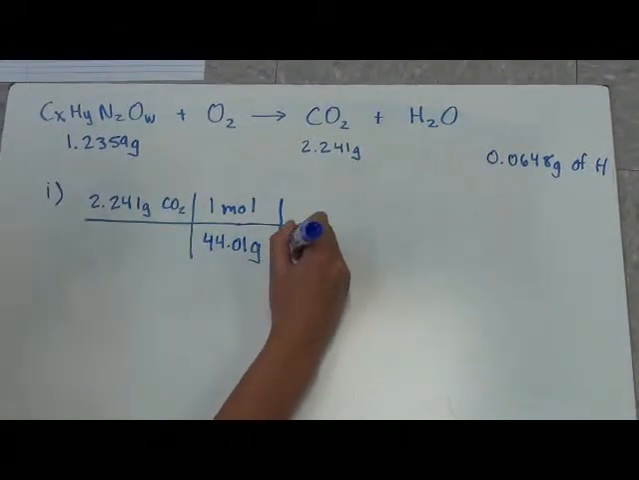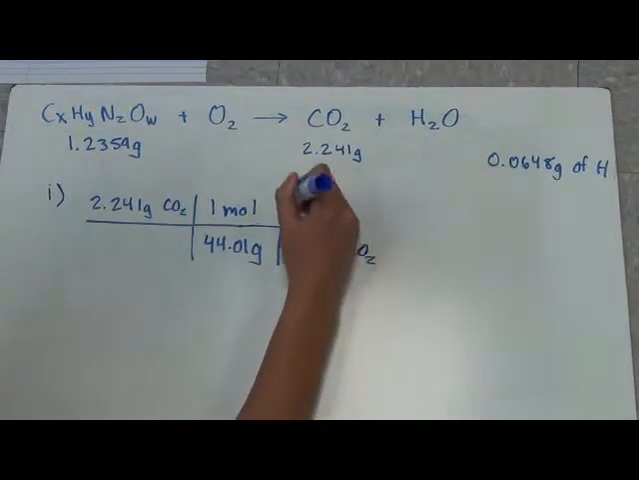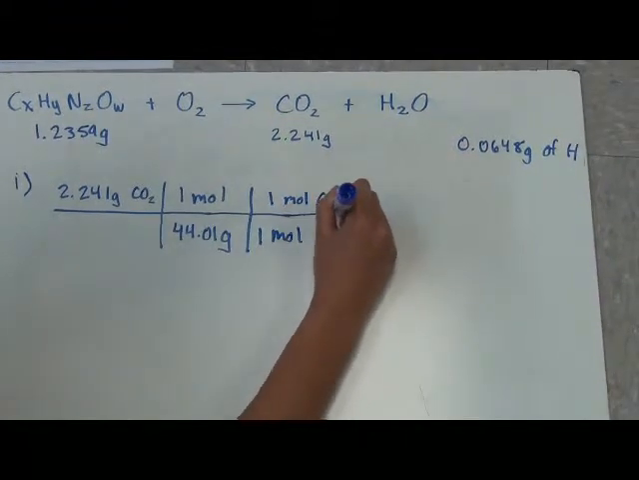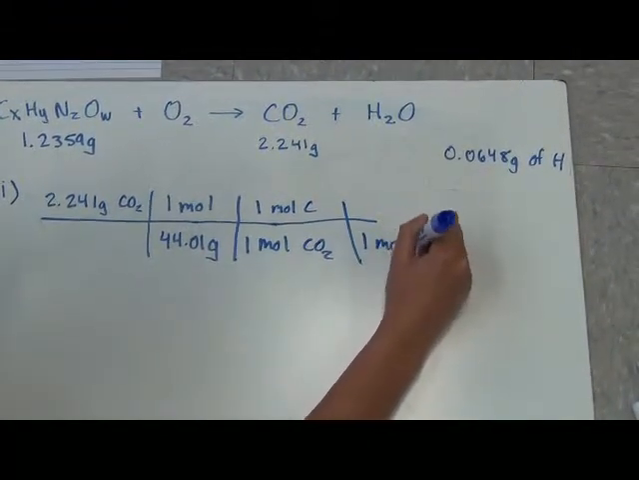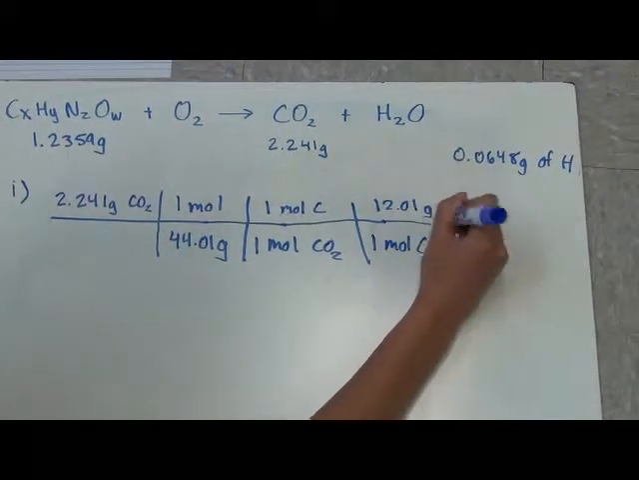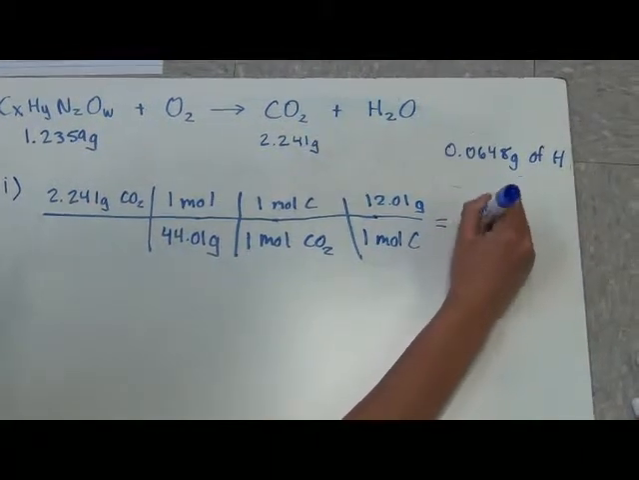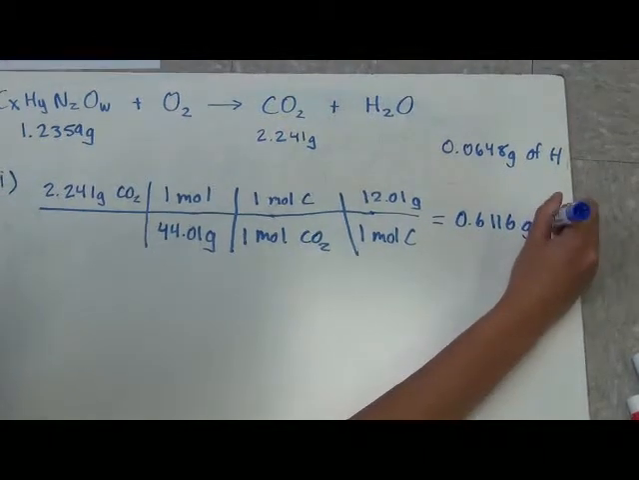Now in 1 mole of CO2, you have 1 mole of carbon. And 1 mole of carbon is equal to 12.01 grams. So if you were to calculate this out, this equals 0.6116 grams of carbon.